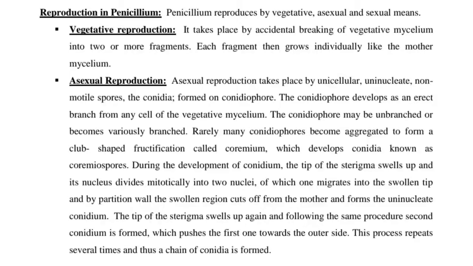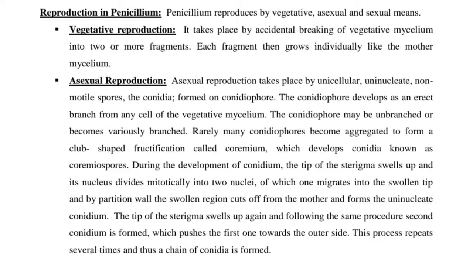Reproduction in Penicillium. Penicillium reproduces by vegetative, asexual and sexual means. Vegetative reproduction. It takes place by accidental breaking of vegetative mycelium into two or more fragments. Each fragment then grows individually like the mother mycelium.